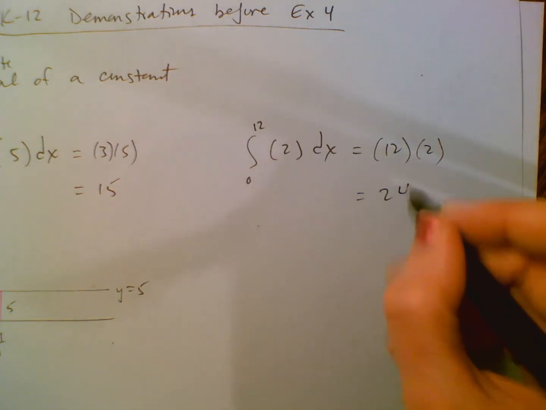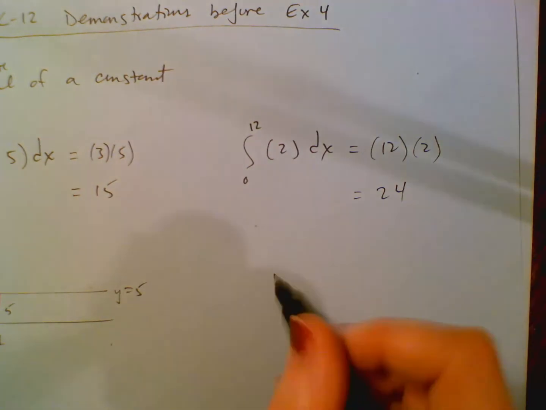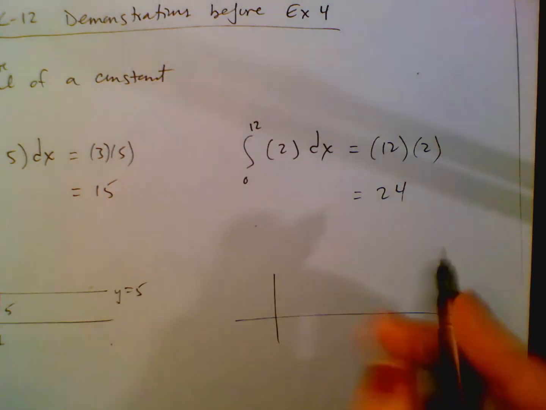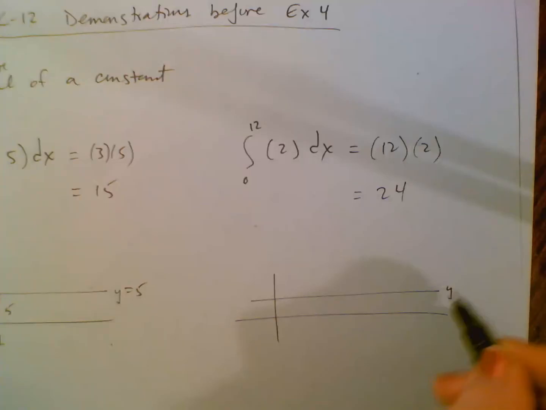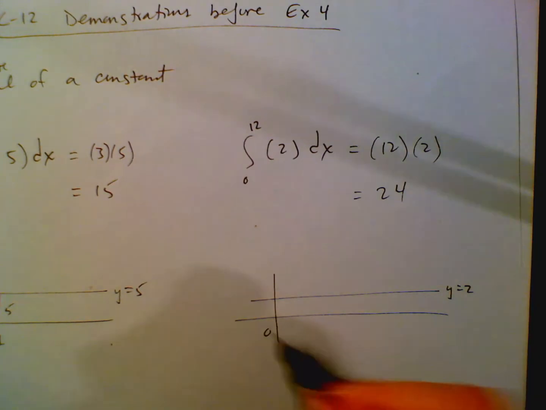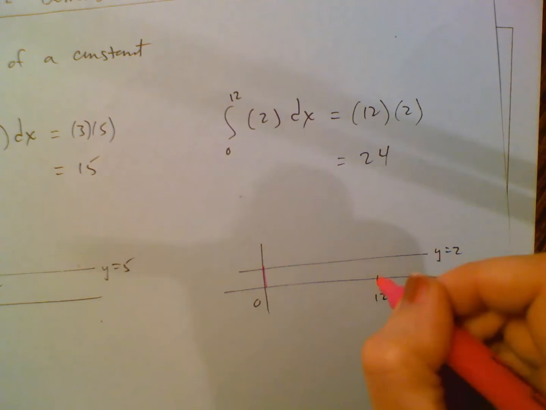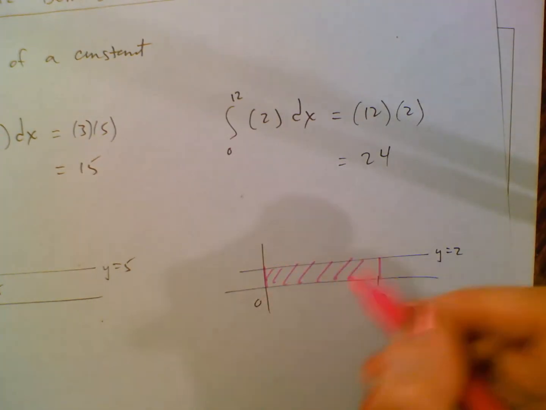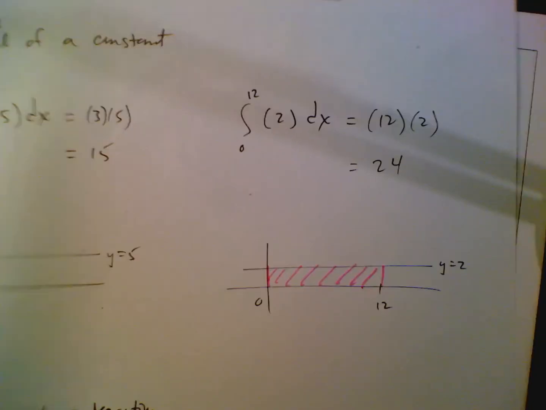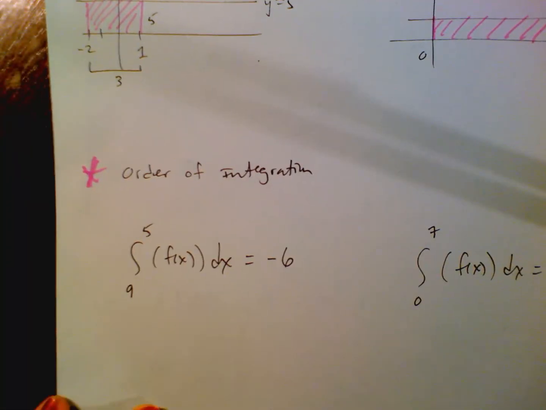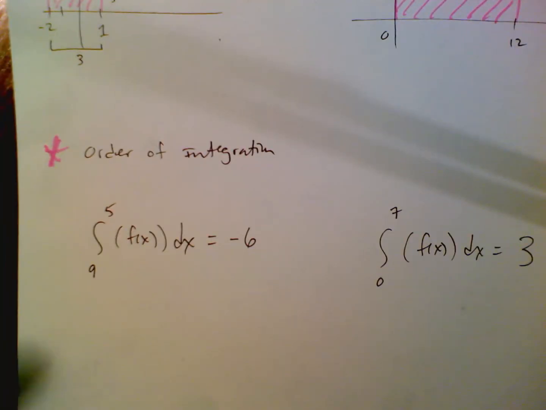24. Okay, but you could also just do it like this. There's 2, 0, 12. You could just think it through that way. All right, so there's those. Now, order of integration, and then I promise we'll get right to that example. So order of integration, that is this rule up here.